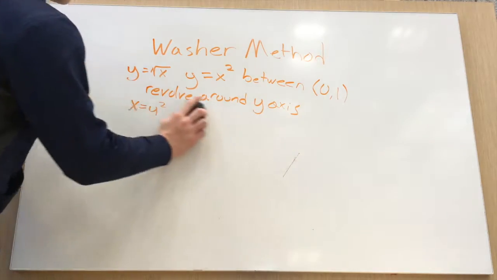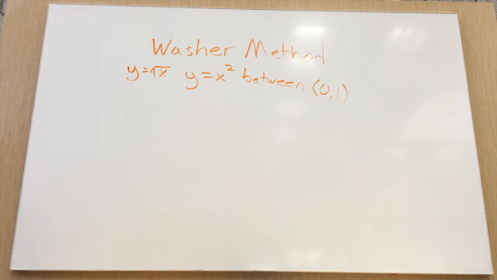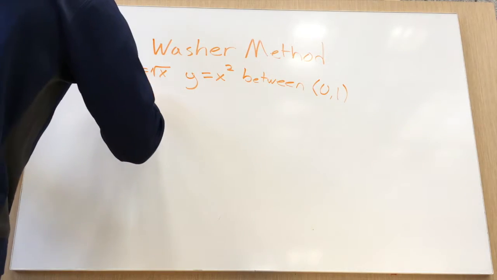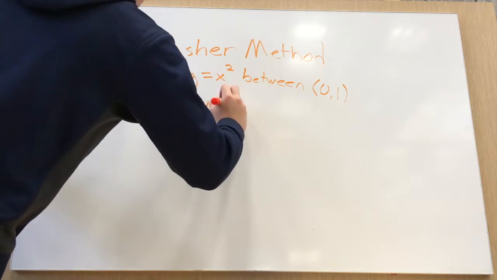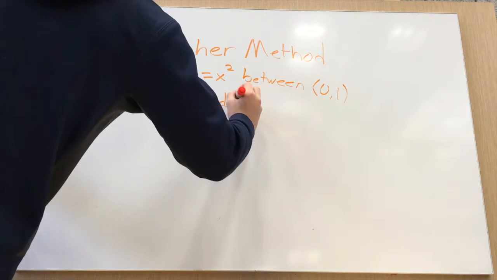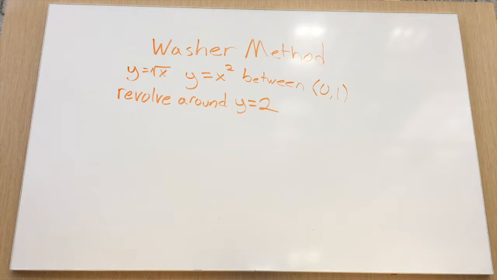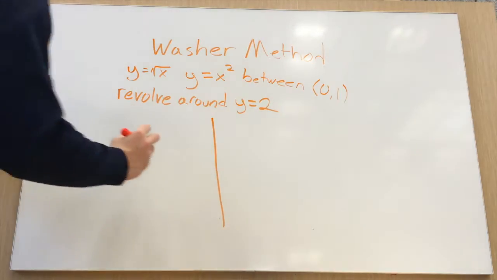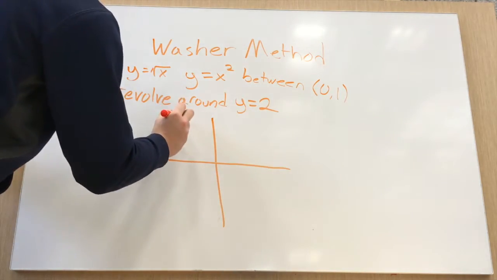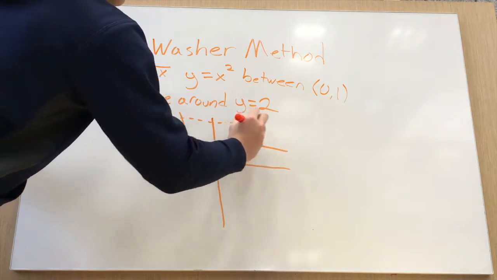So now we'll continue to make it just a little more challenging. What we're going to do is revolve this around y equals 2. So instead of just having it around the x-axis, it'll be around another horizontal line, a separate line floating above the graph. So here we see it'll be the same graph, and then we'll have what we're rotating around at y equals 2.